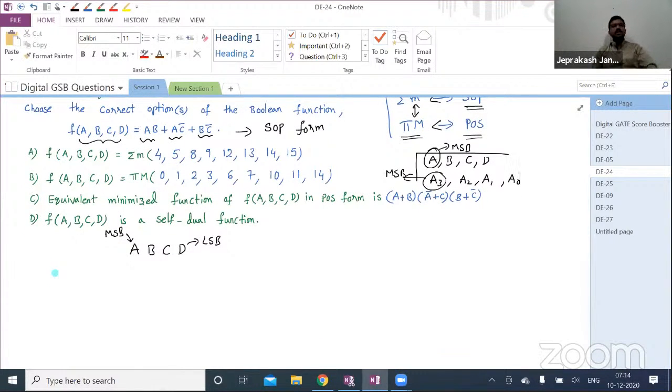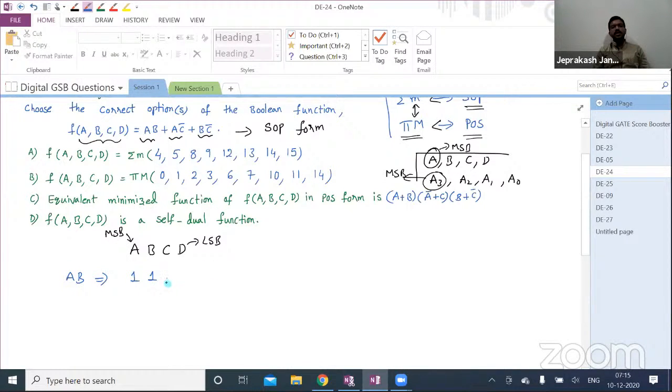Yes. Now, consider term by term. So first one is what? AB. So AB means A value 1, B value 1. Just substitute here. You should get output as 1. Simple. Whether you consider sum of products or sigma m format, in order to get output as 1, you have to consider the variable values.